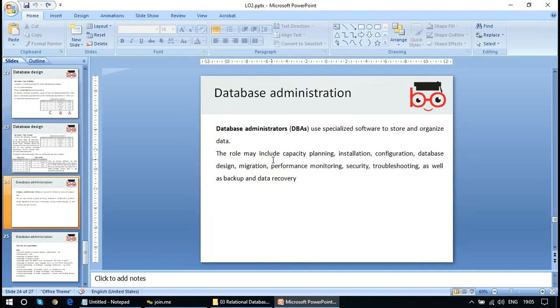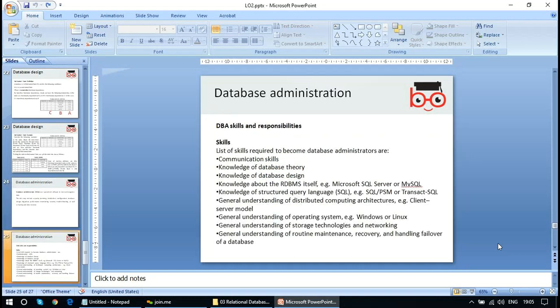Now some more topics to be discussed. Database administration is done by the database administrators, who use specialized software to store and organize the data. The role may include capacity planning, installation, configuration, database design, migration, performance monitoring, security, and troubleshooting as well. These are well-known activities done by database administrators.